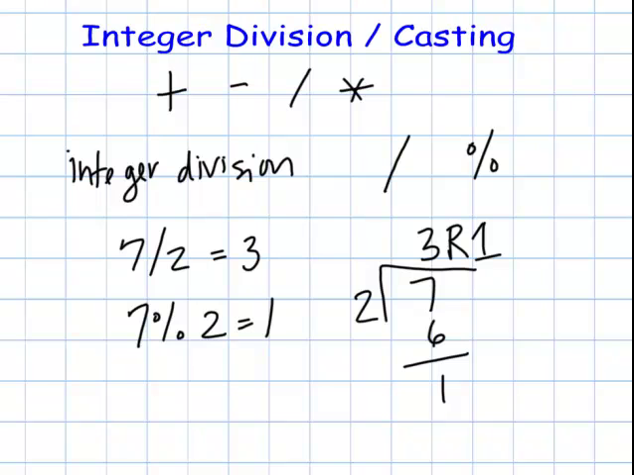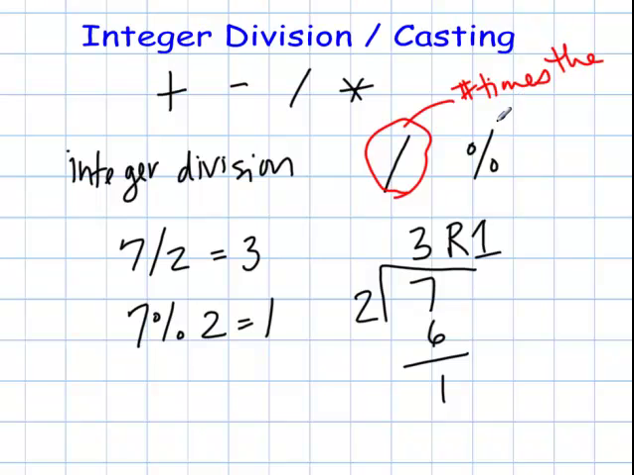And so, this is what we mean when we say 7 divided by 2 when we're talking about two integers. This is what we mean when we say 7 mod 2. So it's called modular division, abbreviated mod. So this means the number of times the divisor goes in fully. That's not too neat, is it?